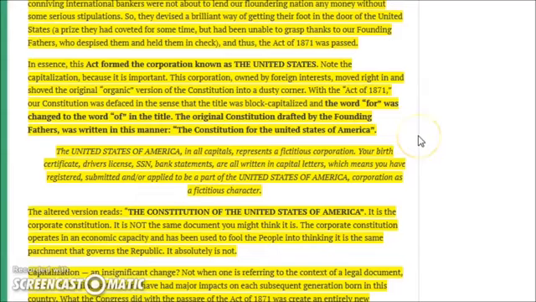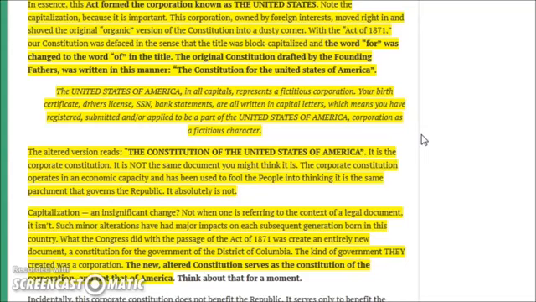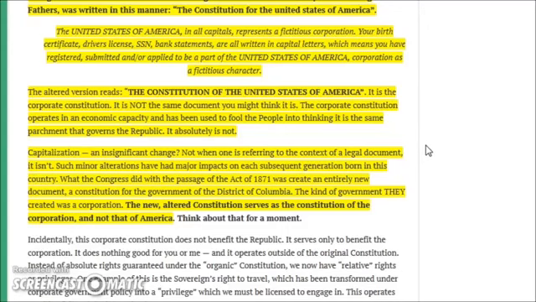It goes on to say here, the United States of America, capital letters, represents a fictitious corporation. Your birth certificate, driver's license, social security number, bank statements are all written in capital letters, which means you have registered, regis means crown, submitted and are applied to a part of the United States of America corporation as a fictitious character. The altered version, the capital letters, the Constitution of the United States of America. It is the corporate constitution. It is not the same document you might think.